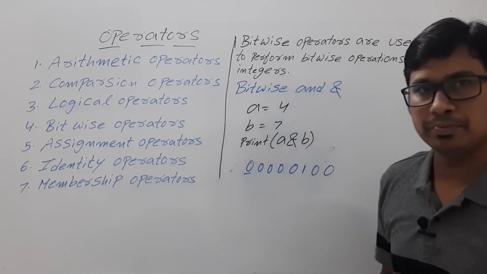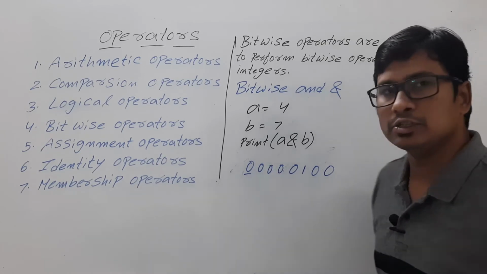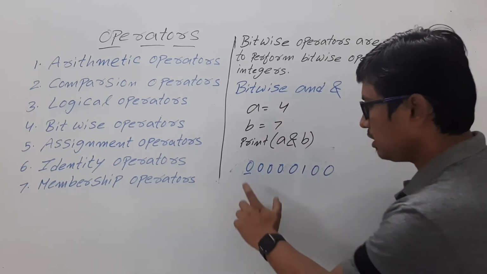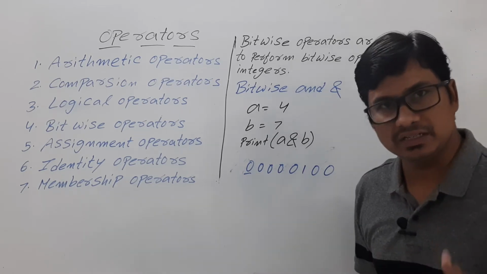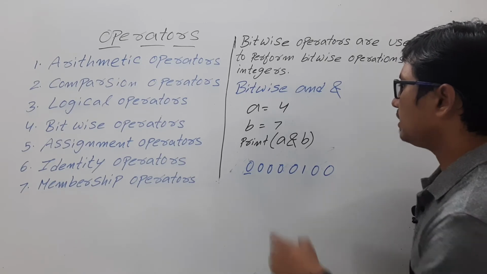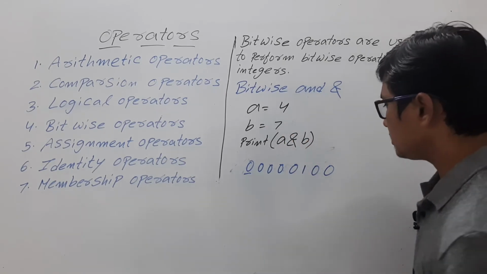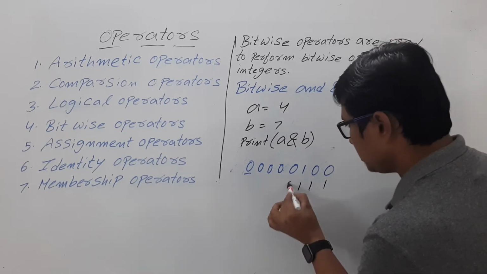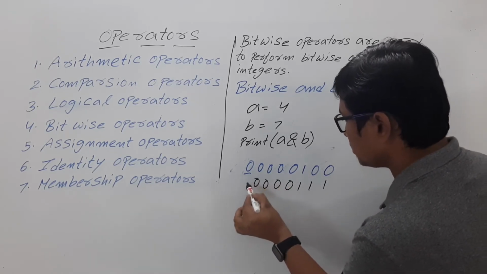This is the MSB, to represent whether it is a positive number or a negative number. As 4 is a positive number, we will represent it as 0. If there is a negative number, you will have the value 1 here. Then you have the 7. 7 we will represent as 3 ones. Okay, 0 0 0 0 0.